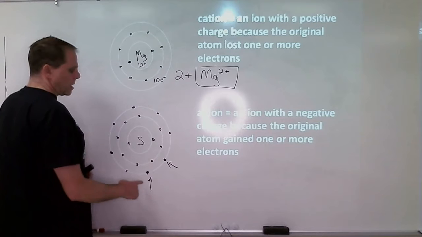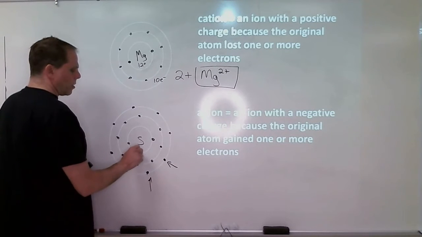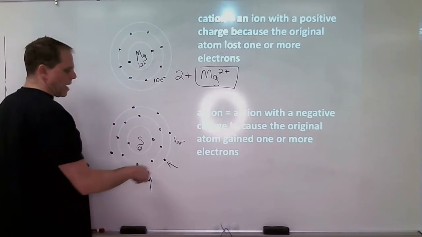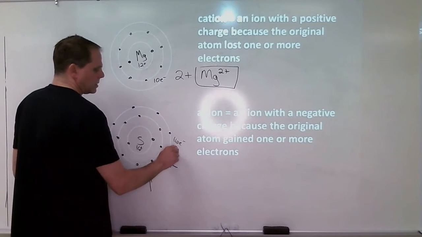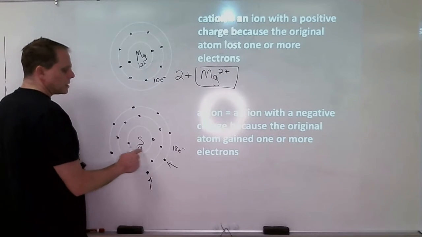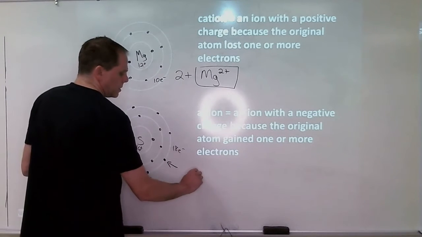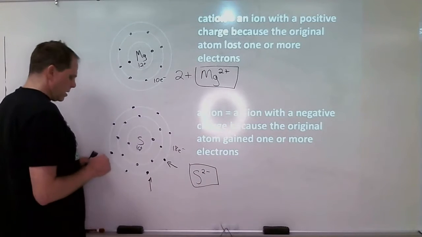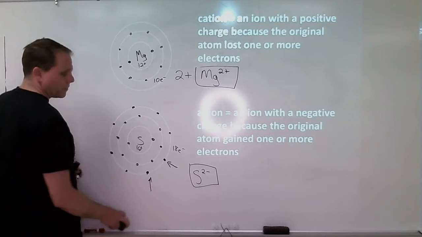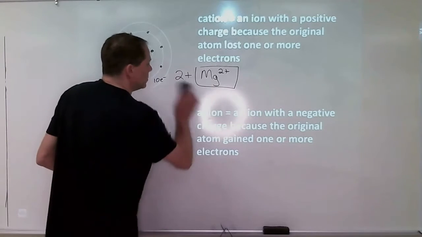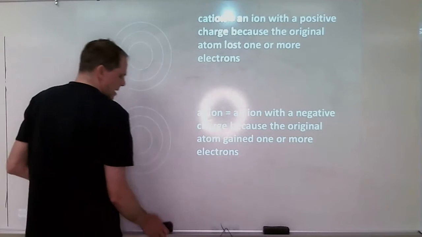Okay, and because it got 2 more negatives, well, before it was a 16 plus, and it had 16 negatives, but now I've added 2 more. So now I have 18 negatives. Okay, so now 16 plus and 18 negatives is 2 negative, right? So this is a sulfur anion. It's a sulfur 2 negative anion. See how that works? Okay, so that's cation and anion.